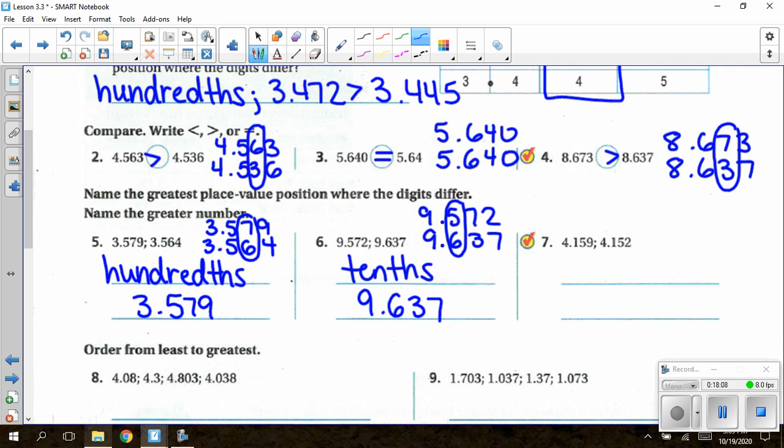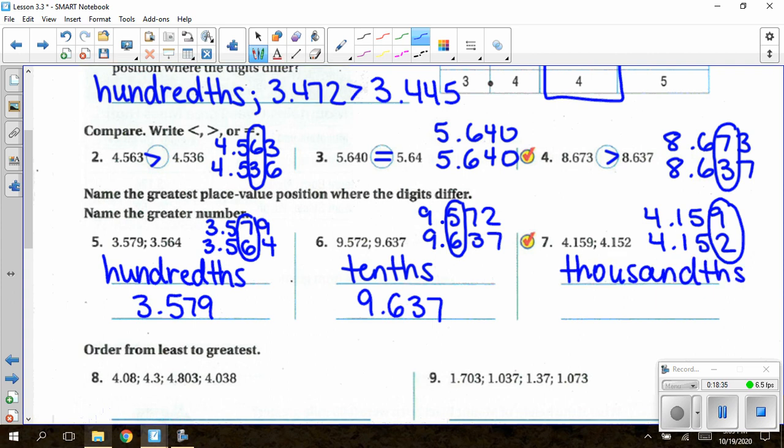Moving on to question number 7, I'm going to stack my decimals again. So I see that the ones position is the same, the tenths is the same, the hundredths is the same, but the thousandths place is where they are different. So thousandths, and we do know that the 9 is greater than the 2, so my 4 and 159 thousandths would be the larger number.